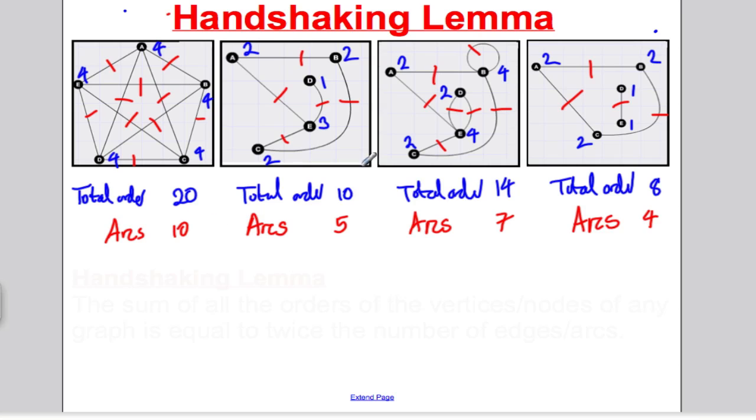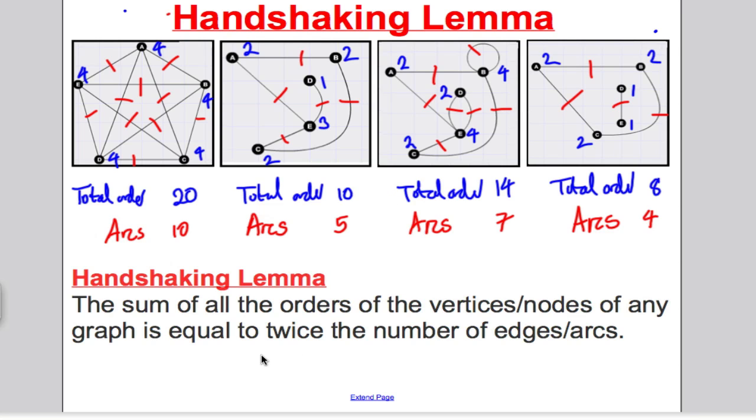Now, this demonstrates the handshaking lemma to us. Maybe you can see what it is. If you look at this pattern, hopefully take a second just to see if you can work out what you think it is. And I'll tell you now, the handshaking lemma tells us that the sum of all the orders of the vertices or nodes of any graph is always equal to twice the number of edges or arcs.